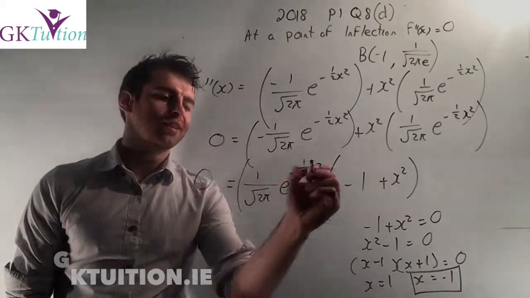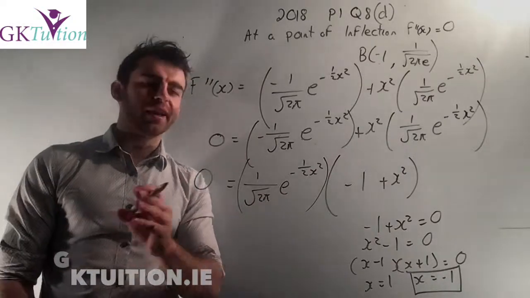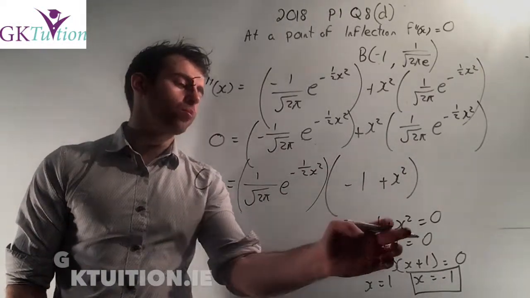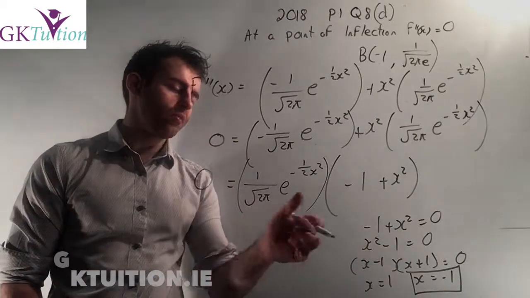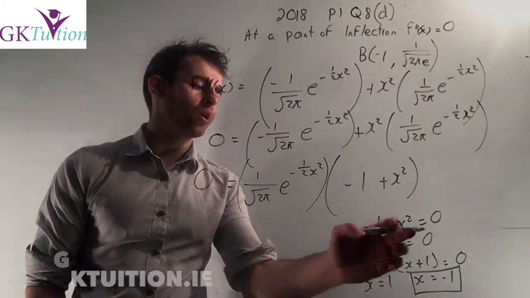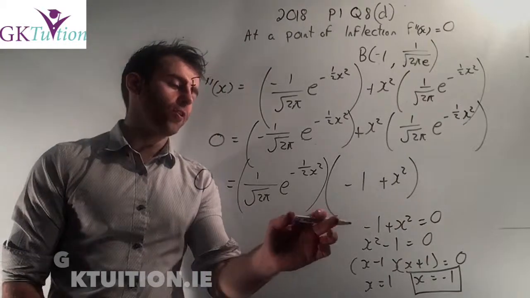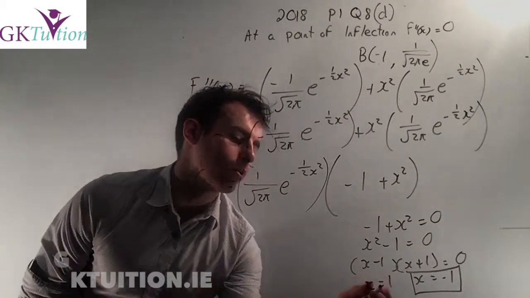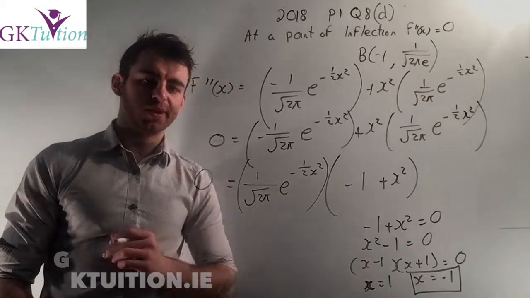First of all, you could let this bit equal to 0, find the value of x, but clearly the one I'm concerned with is this one. I can let minus 1 plus x squared equal to 0. And if you just rewrite that, it's x squared minus 1 equals 0. And if I solve this out, it's the difference of two squares, so your two answers there for that one work out as x equals 1 and x equals minus 1.